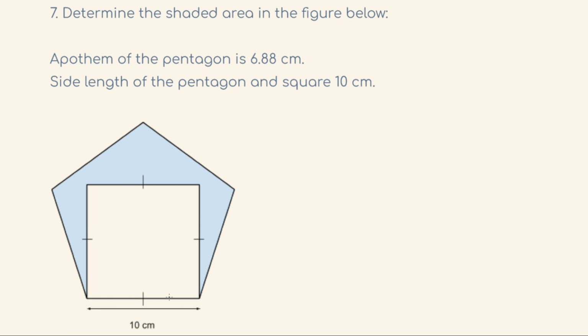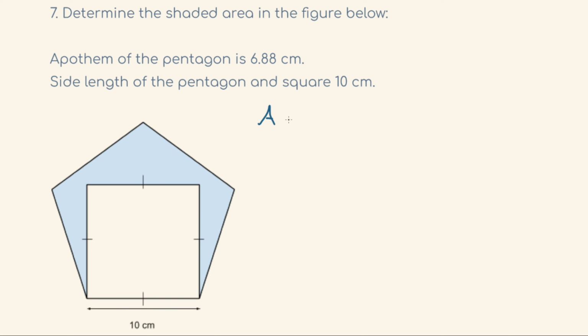So let's start by finding the area of the pentagon, and then we'll find the area of the square that's been cut out of it. And to find the shaded area, that's just the area of the pentagon with the area of the square removed from it. So we're going to subtract the area of the square from that pentagon. So first things first, let's start with the pentagon.